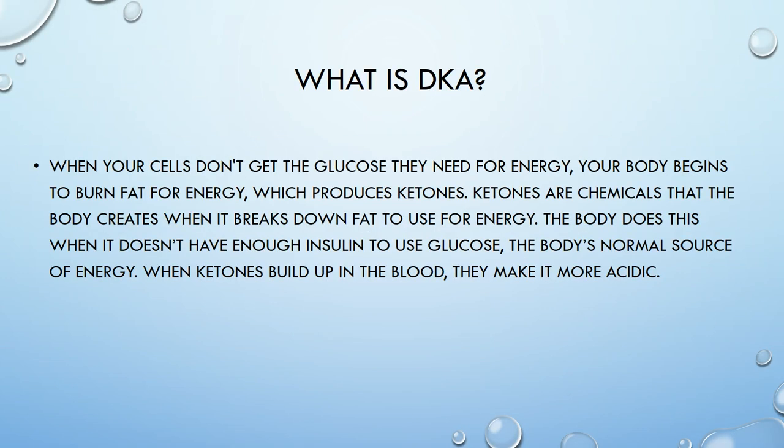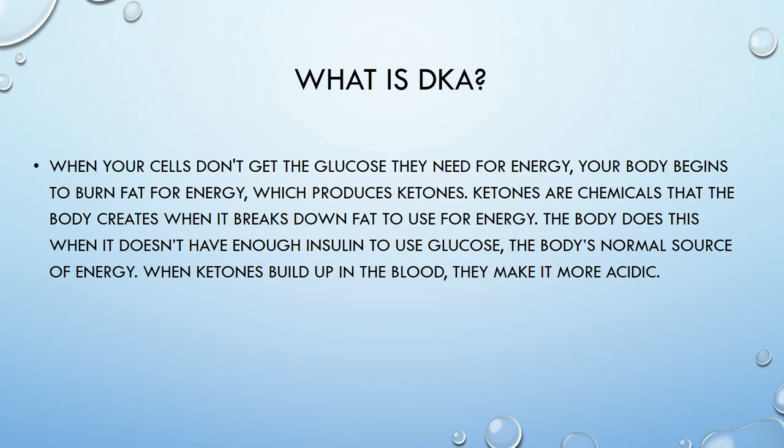So, what is DKA? When your cells don't get the glucose they need for energy, your body begins to burn fat for energy, which produces ketones. Ketones are the chemicals that the body creates when it breaks down fat to use for energy. So, essentially, your diabetic patient, because DKA happens to diabetics, is not consuming enough food or not consuming any food at all, for whatever reason, whether them having a cold or flu, some GI problems, or maybe just lack of being able to eat anything.